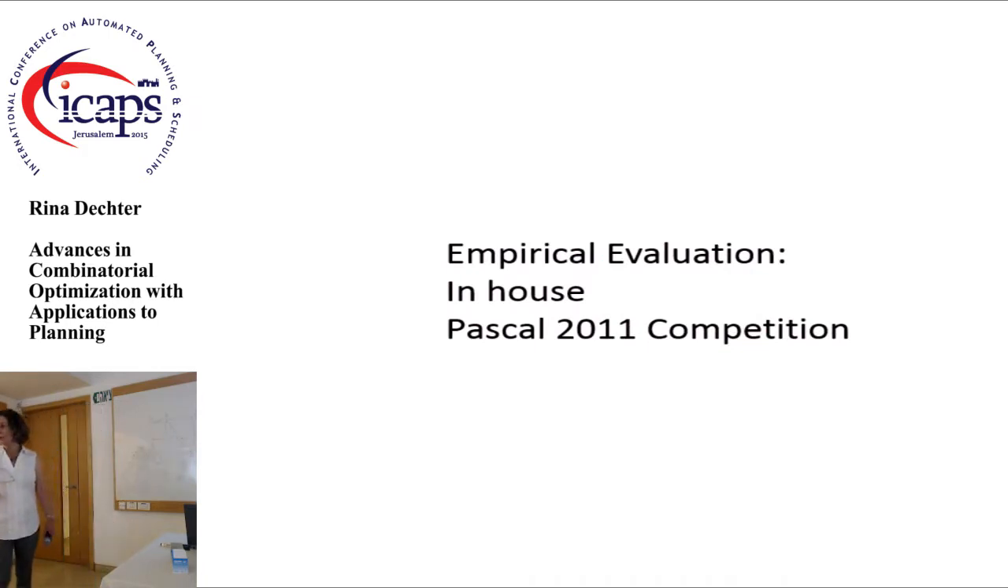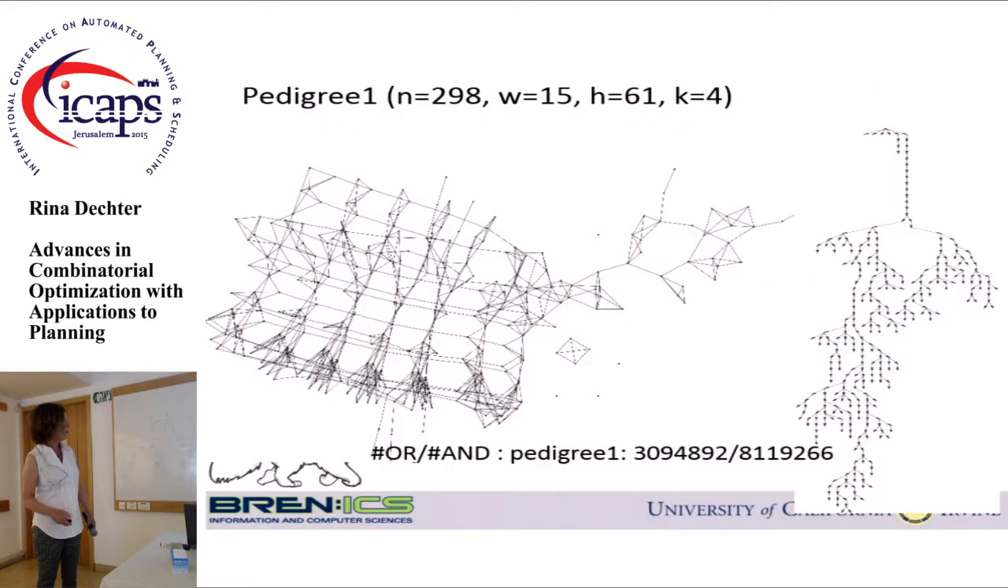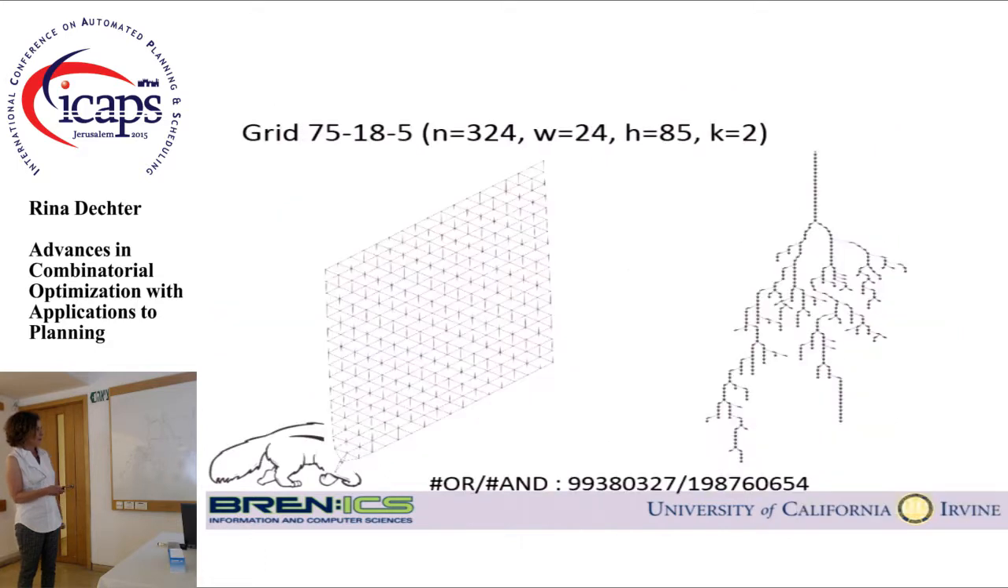Let me now show you some more technical evaluation of the search with this heuristic function. Again, we have these problems, and just before this tutorial, I thought it would be nice to give a glimpse of what these benchmarks are, what kind of problems we see. I don't know if it's informative or not, but this is an example of a typical pedigree, the easiest pedigree that we have. This is the primal graph, and this would be the pseudo tree of it. So you can just have an idea. We don't have all the edges here. Here is a grid graphical model, and here is the pseudo tree for this.